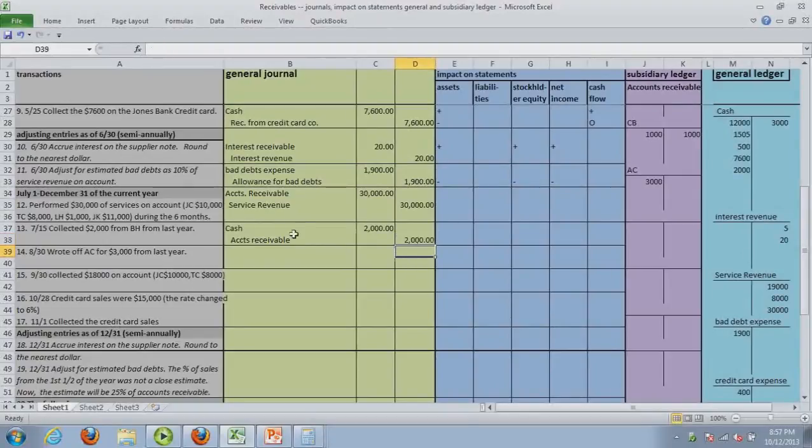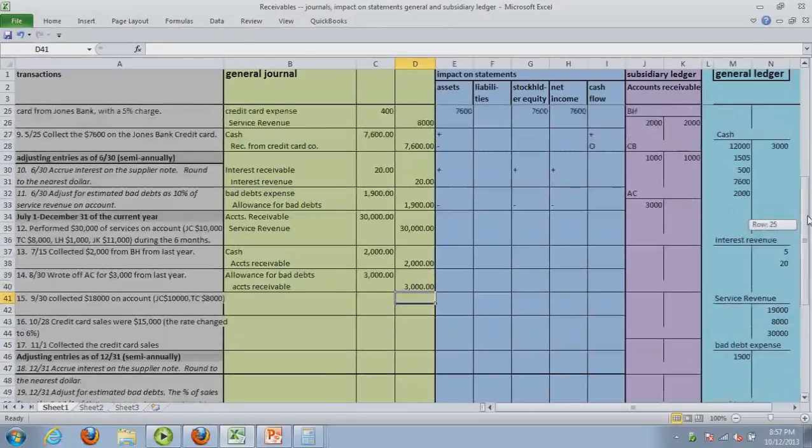Okay, so we collected, we wrote off for AC. Remember the write-off entry, very little going on. We got the allowance account, the contra asset, and accounts receivable is going down in the write-off. So we have a name, a face, and so this is kind of bad news. This is kind of a large write-off. We only projected, I think, 1,900 for bad debts. So our estimate didn't come out to be so good after all.